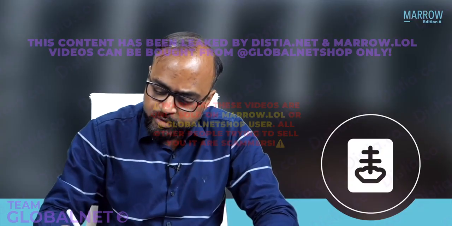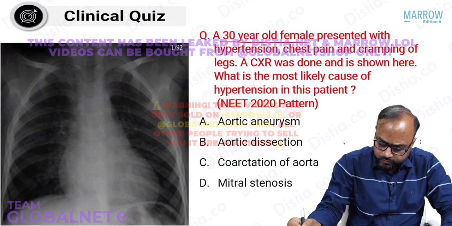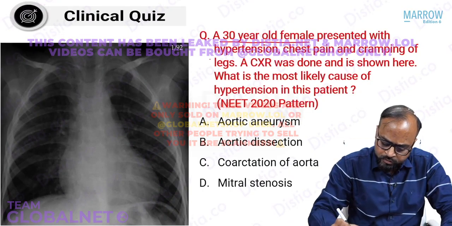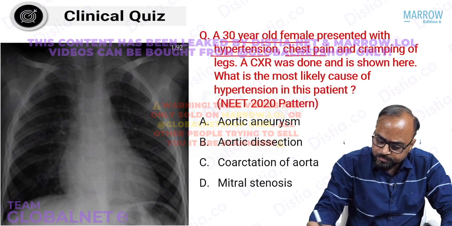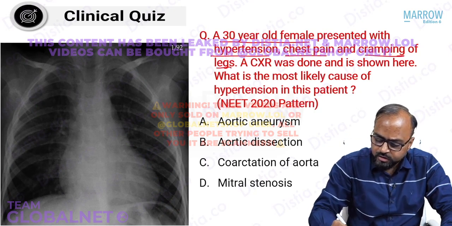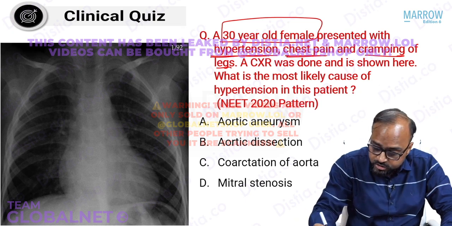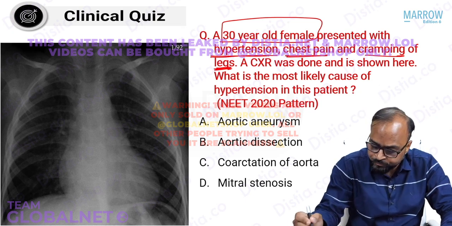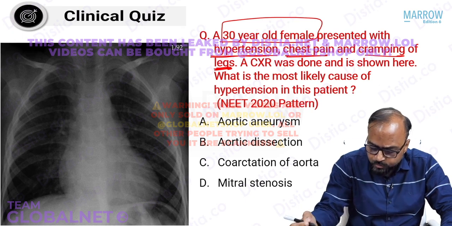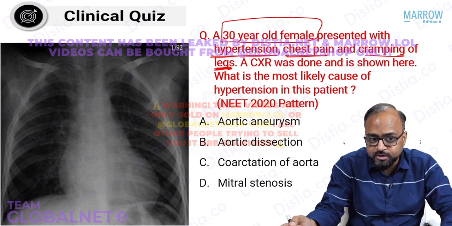Now look at this question here. A 30-year-old female presented with hypertension, chest pain and cramping of legs. So, a young female presenting with hypertension, something strange, chest pain, cramping of legs is a clue. Chest X-ray was done and is shown here. What is the most likely cause of hypertension in this patient?